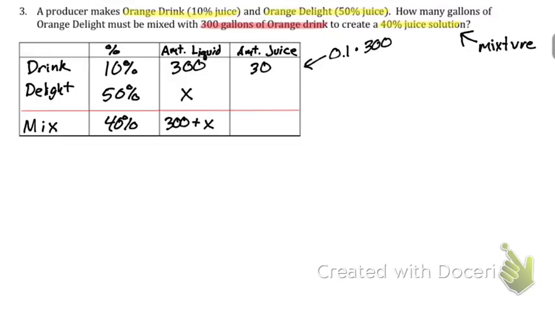Although we don't have a definitive value here, it is going to be 0.5 because it's 50% times X. So 0.5X. Now, if I have 30 gallons and 0.5X gallons, when we add that together, that's going to be our total amount of juice that's actually in this concentrate. So we'll have 30 plus 0.5X.